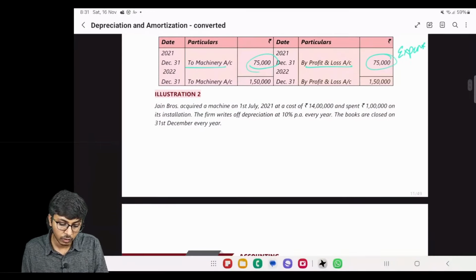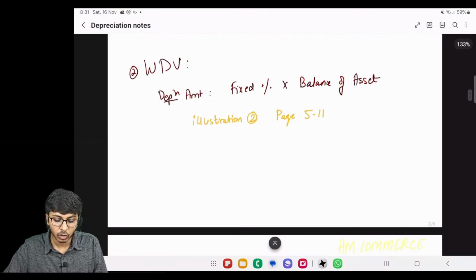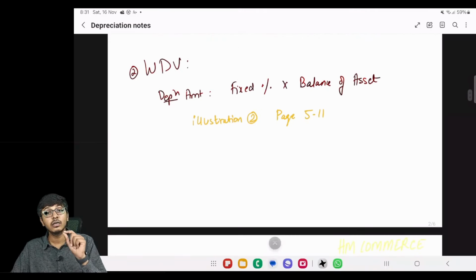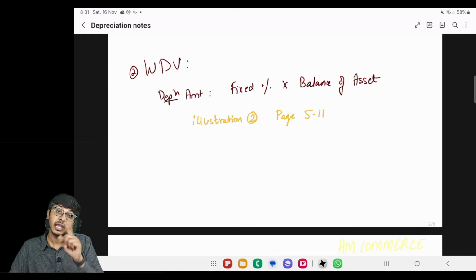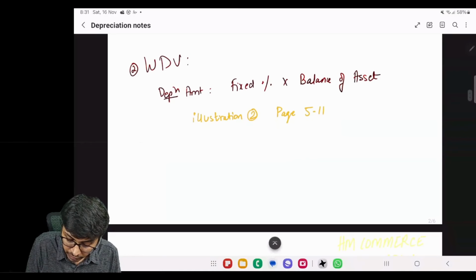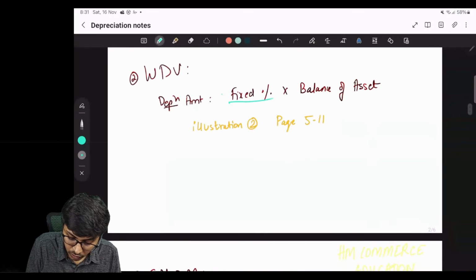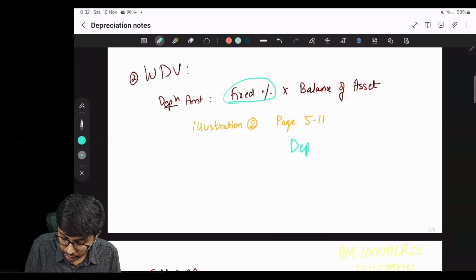We'll quickly see what the WDV method is, without wasting any time. So what is WDV? Here the depreciation amount is not fixed, but the depreciation rate is fixed. What is fixed? Fixed percentage. So the depreciation rate is fixed.